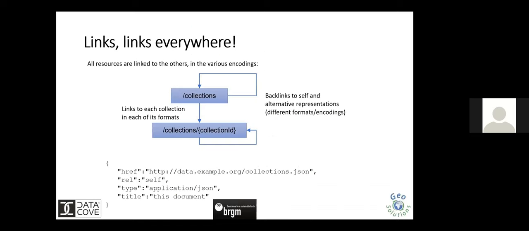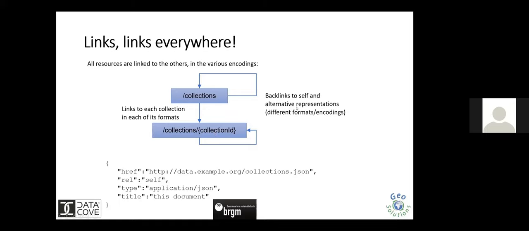Next concept. Links are the essence of OGC API. They are everywhere and everything links to everything and provides information about what the link means. So looking at the basic structure, we've got a collection, and within the collection, you have the individual collections by ID. The collection, of course, has a hyperlink to the individual collections.